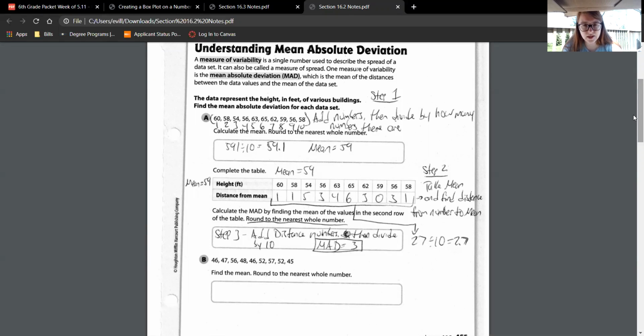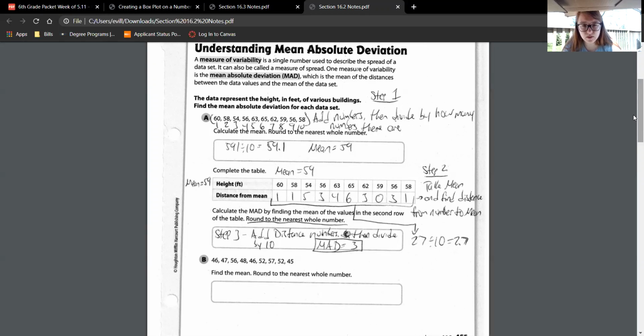And then it says, after you find that, then you need to divide by how many numbers there are. You can see there are 10 numbers, so you are dividing 591 divided by 10. That gives you 59.1. This particular problem wants you to round to the nearest whole number. So 0.1, 1 is less than 5, so you are not rounding up, so the number would stay at 59. That's just normal mean.